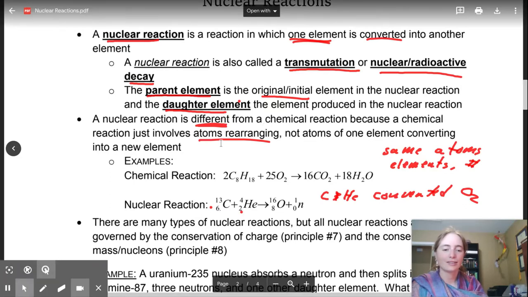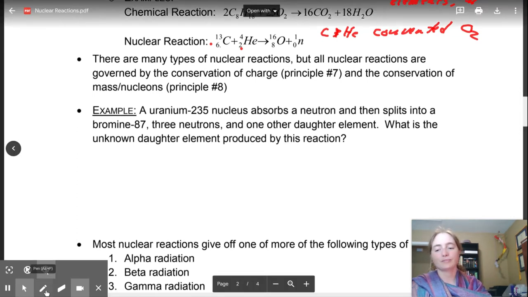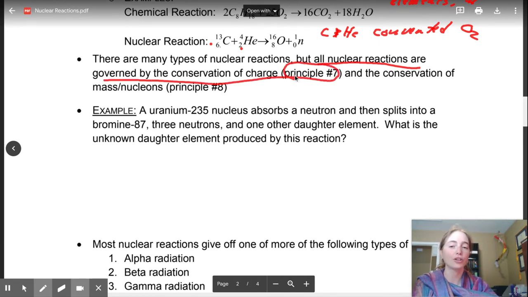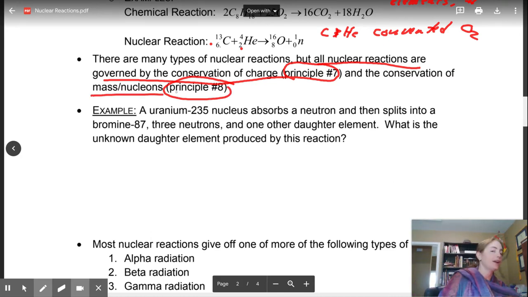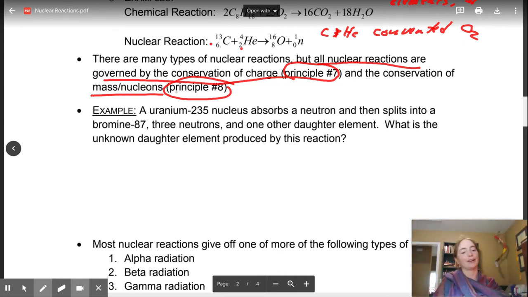All right. I couldn't find the mouse. There we go. So, ladies and gentlemen, there's a ton of different types of nuclear reactions. We're going to look at some of them. However, all nuclear reactions are governed by the principle of conservation of charge and conservation of mass and nucleons. These are principles 7 and 8. So if you get any questions about that, you would find those right back there on your list. If we had a diploma, that's where you'd find those.